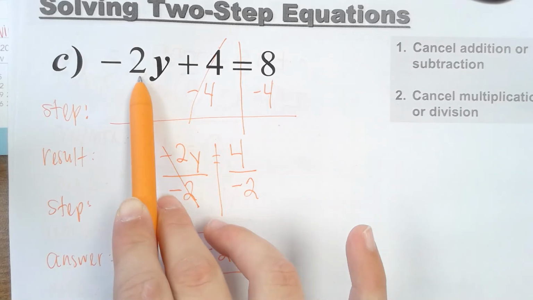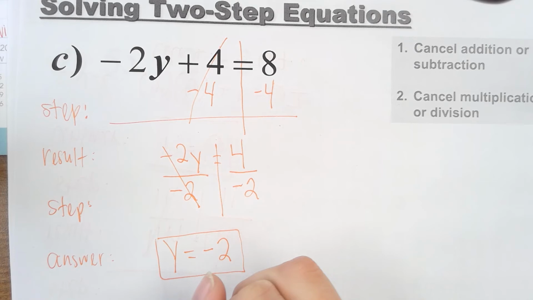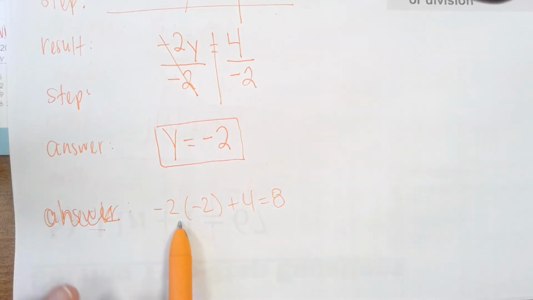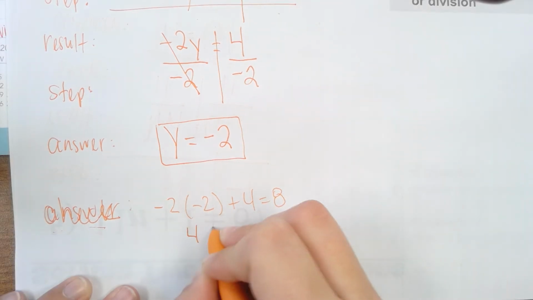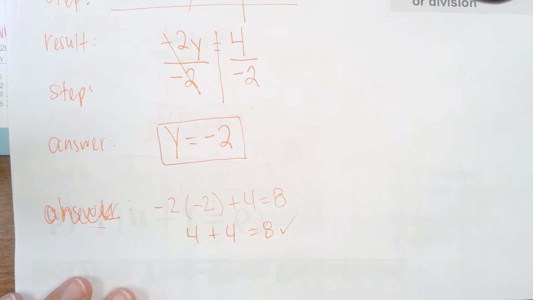So if we got y equals negative 2, this is negative 2 times negative 2 plus 4 equals 8. Negative 2 times negative 2 is a positive 4. So does 4 plus 4 equal 8? It sure does.